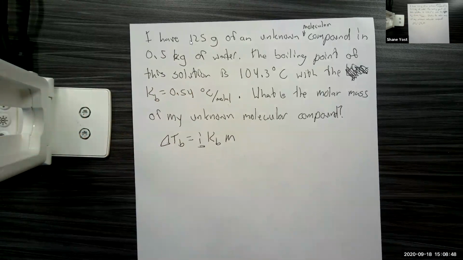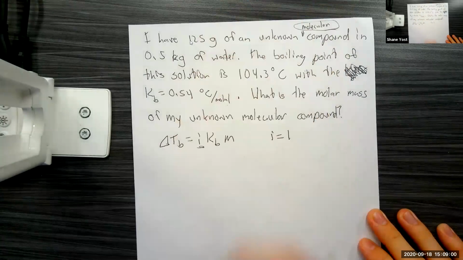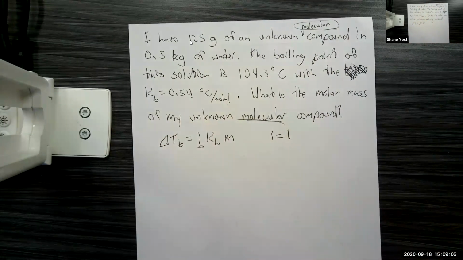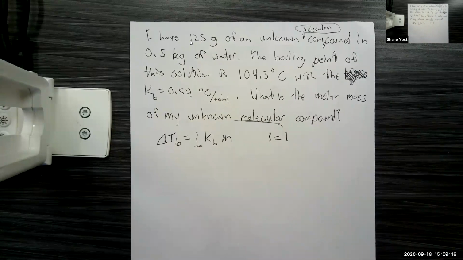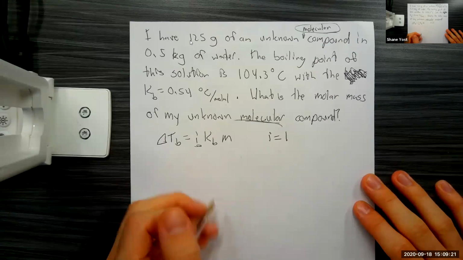So it being a molecular compound, that's telling you it's a non-electrolyte. That's telling you i is equal to 1. So we know i equals 1 because it's a molecular compound. A molecular compound is a non-electrolyte, organic molecules and things like that, and those guys just have a Van't Hoff factor equal to 1. And so what we know is this relationship.